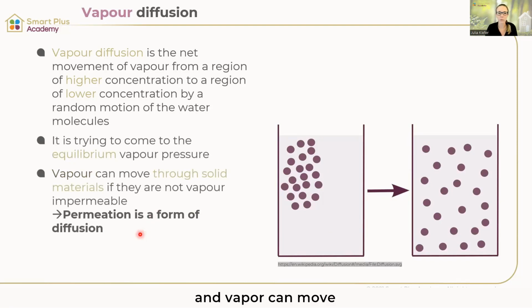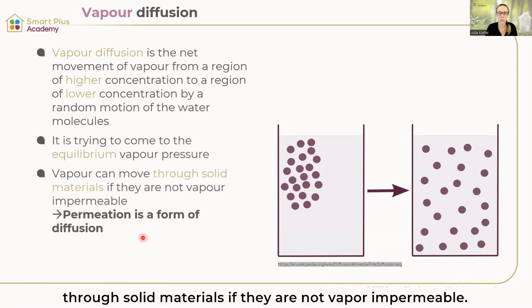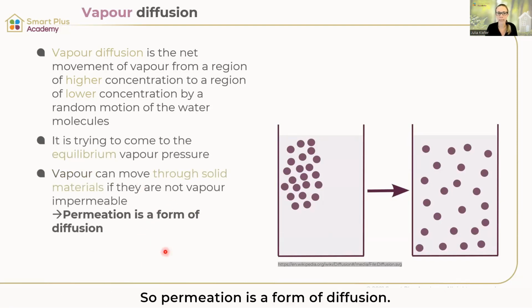Vapor can move through solid materials if they are not vapor impermeable. So permeation is a form of diffusion. We use that word interchangeably sometimes. We sometimes say permeation, sometimes diffusion.